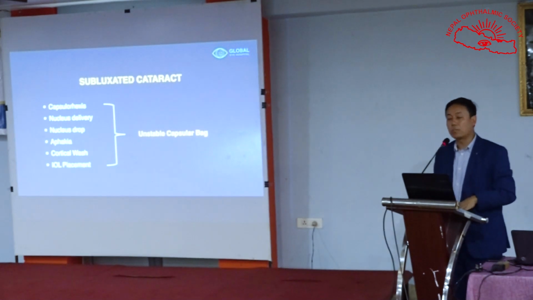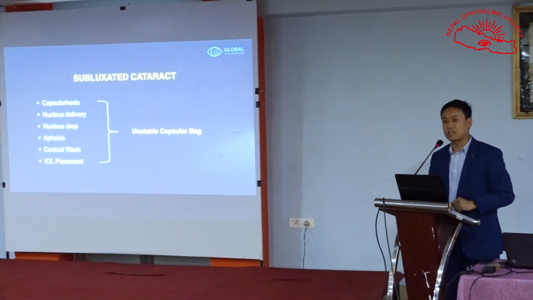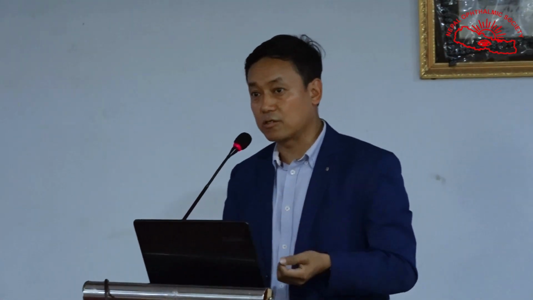So next is subluxated cataract. Capsulorhexis is very difficult to start in subluxated cataracts. And again, nucleus delivery: you cannot pop out the nucleus, or you cannot easily move the nucleus. Even the nucleus drop risk is high. Cortical wash is again difficult, especially at the place where there is subluxation. If you keep on trying the cortical wash, you'll pull all the zonules from there, and then the patient will be without zonules. So this is another difficult step.